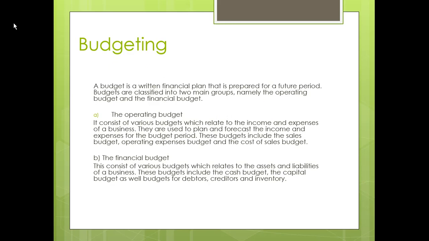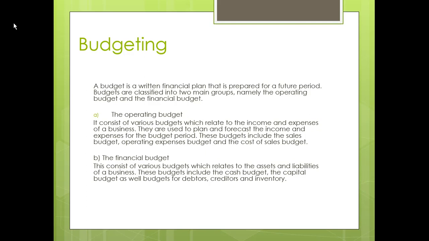Budgets are classified into 2 main groups. We have what we call the operating budget and the financial budget. The operating budget consists of various budgets which relate to the income and expenses of a business. They are used to plan and forecast the income and expenses for a budget period.